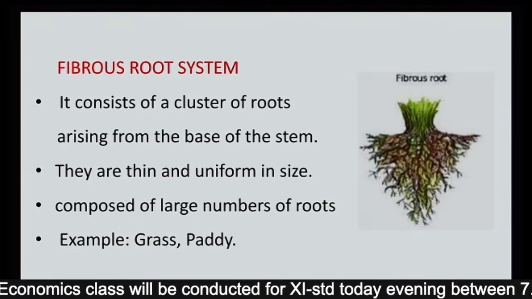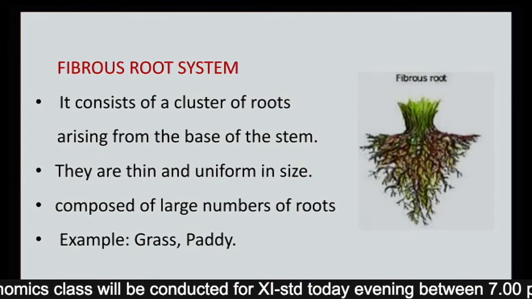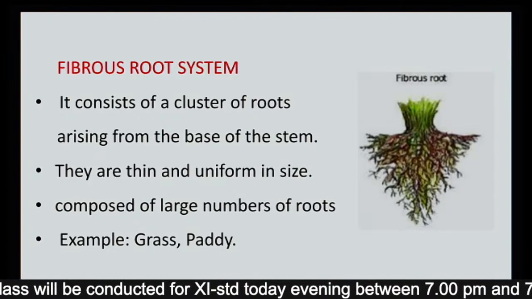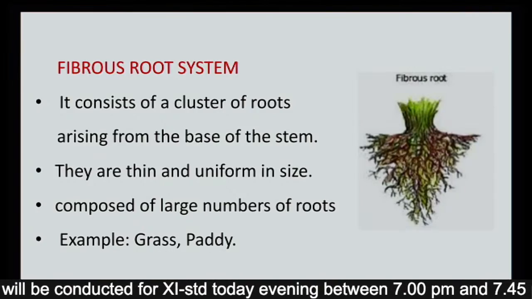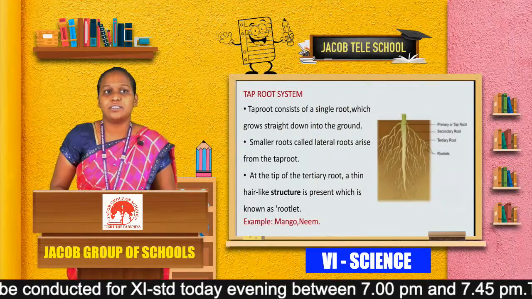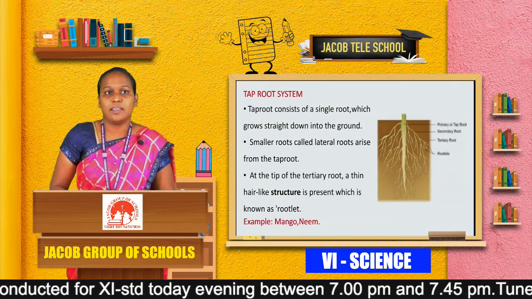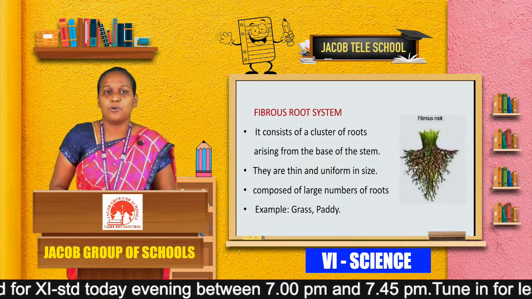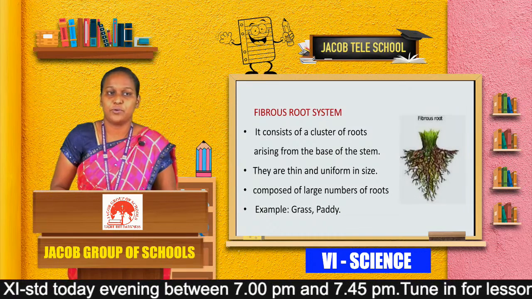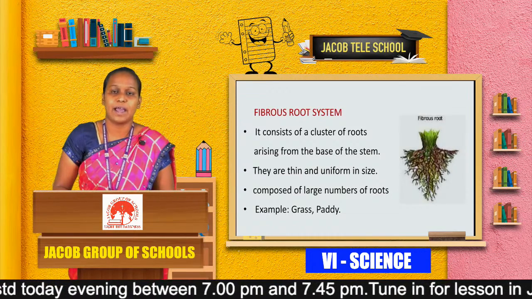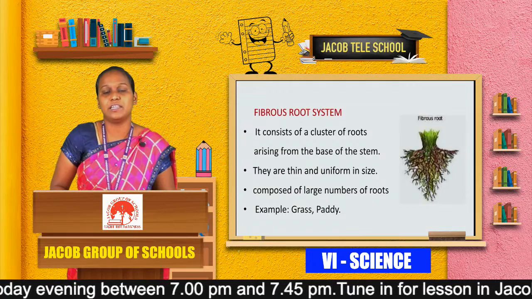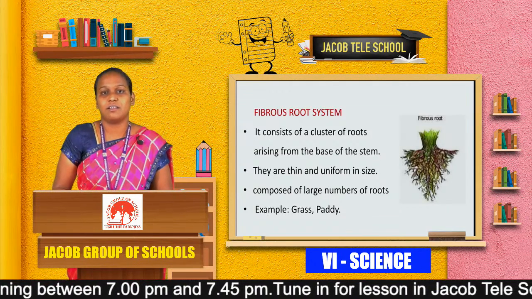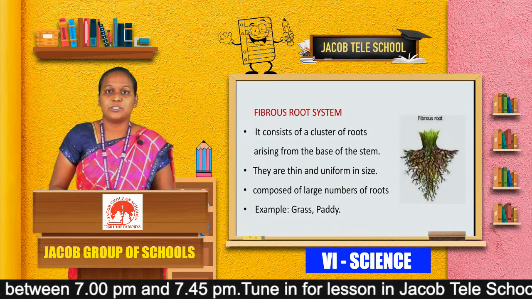They are very thin and uniform in size, and composed of a large number of roots. In the taproot you can see only a few roots, but here you can see a group of roots. Examples: grass, paddy. If you pull the grass, we can easily pluck the roots because they are very thin.